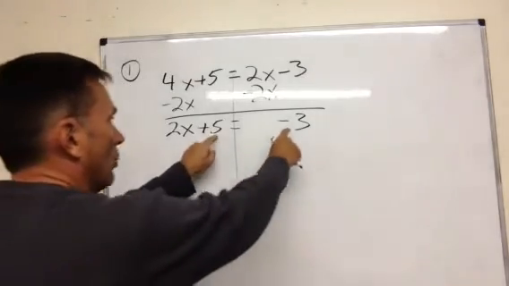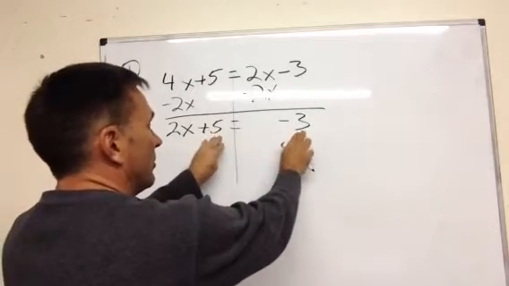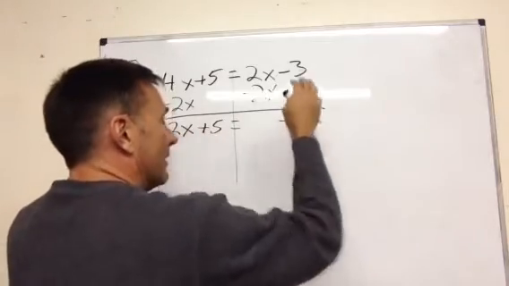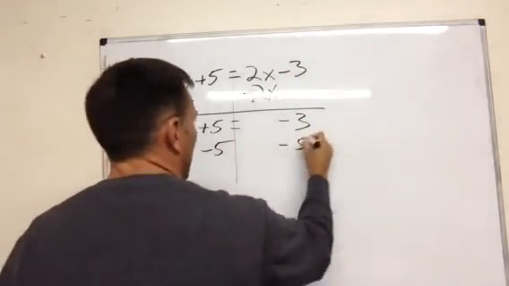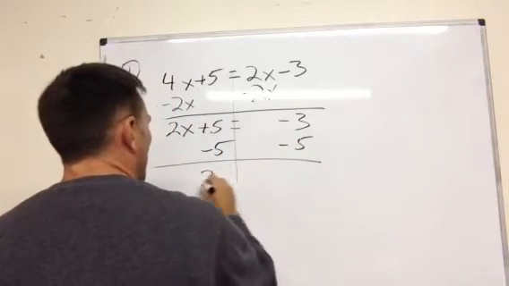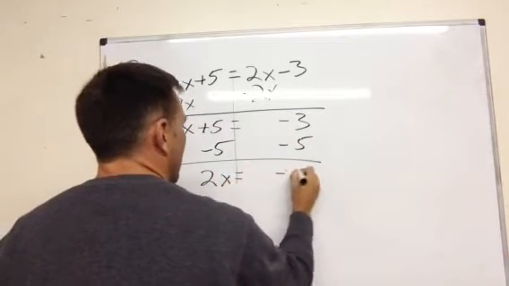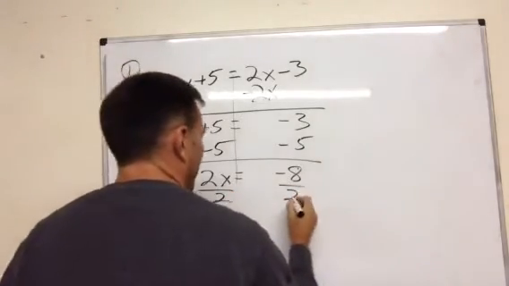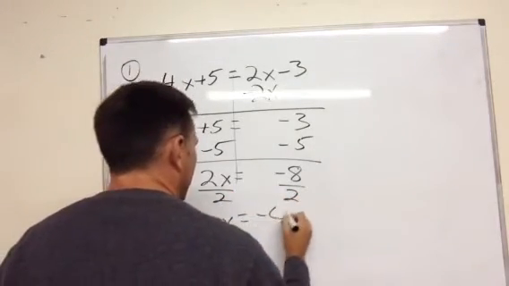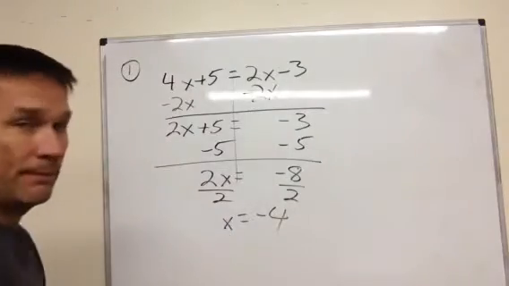Again, numbers on the left, numbers on the right, they're on opposite sides. Opposite sides means add opposites. Negative 5 and negative 5. We now have 2x equals negative 8. Divide by 2, and we get x equals negative 4.